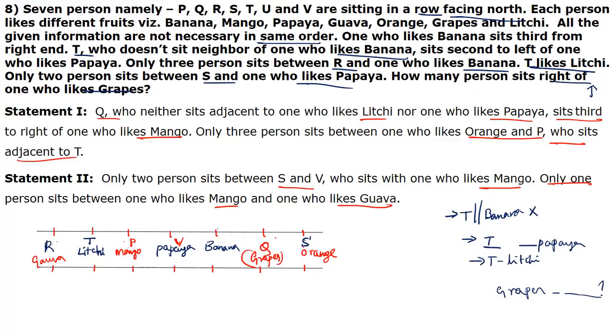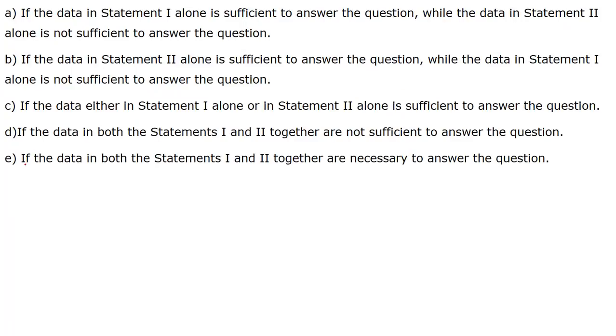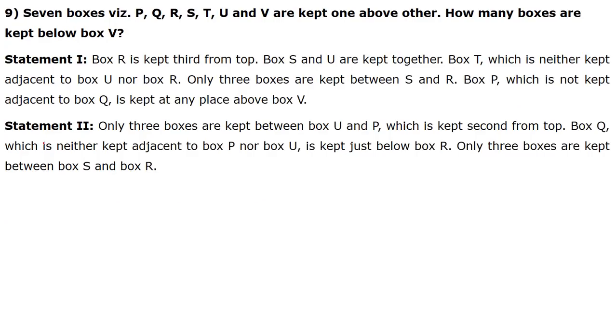So grapes would be only one person. Therefore, with the help of statements 1 and 2, we are able to answer. So statements 1 and 2 both are required to answer the given question. That is, the data in statements 1 and 2 together are necessary to answer the question. That is nothing but option E. Let's check out the next question here.